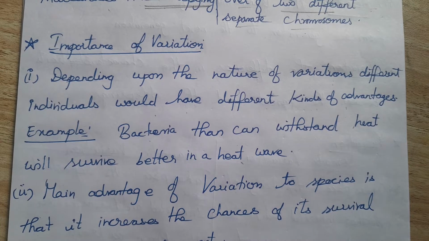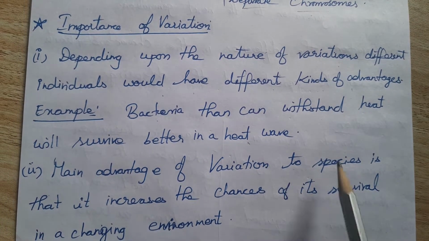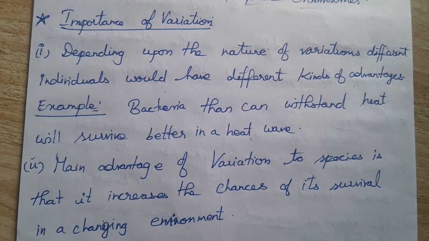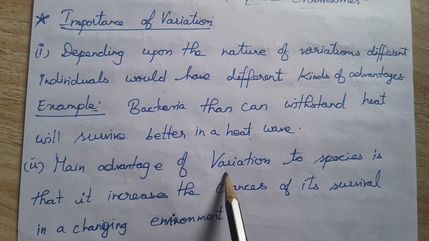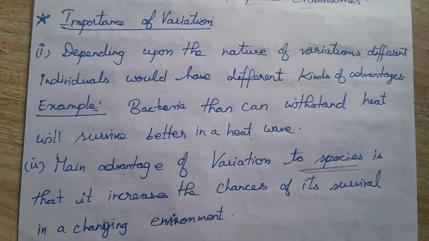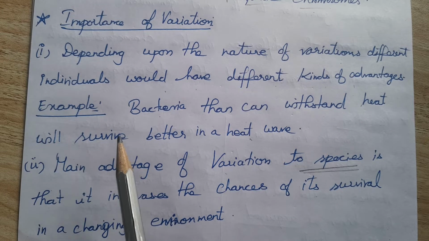The main advantage of variation to the species is that it increases the chance of its survival in a changing environment. The environment is not permanent and it is not constant, right? It is changing from time to time. Even within a second it can change. So the main advantage of variation is to the species only, because for some of the individuals it may not be an advantage, right?